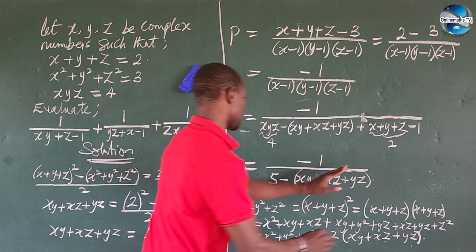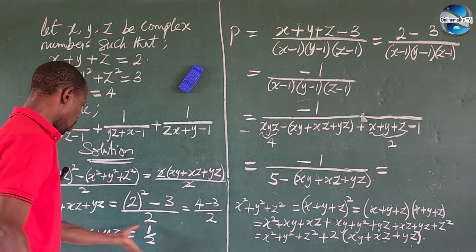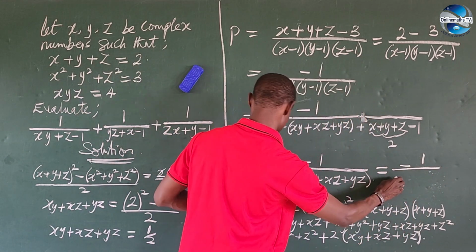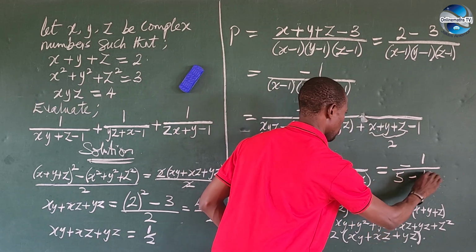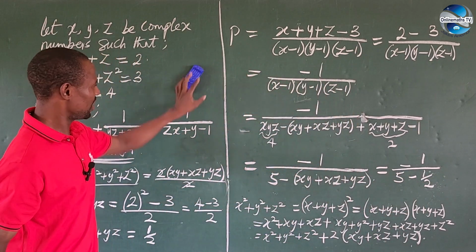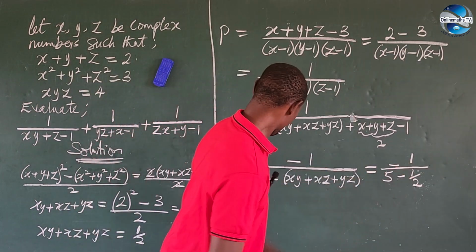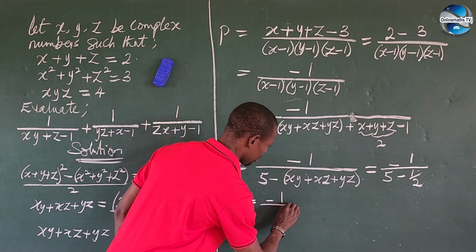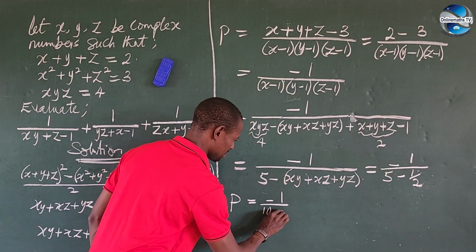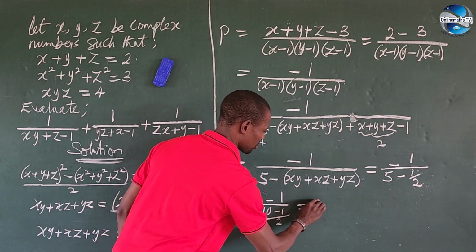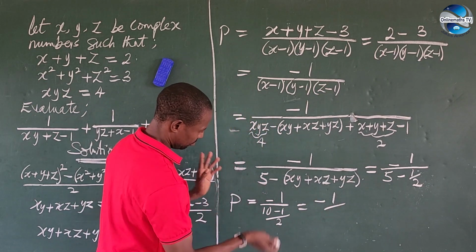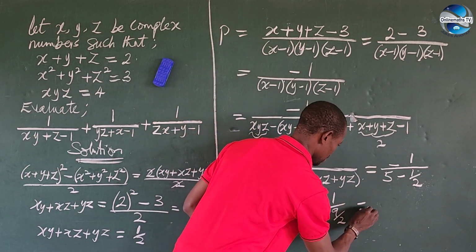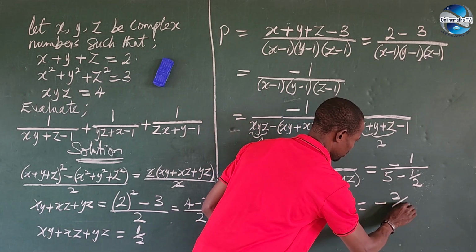Okay, so let's go ahead and put the whole of this into this. So we're going to have this to be minus 1 all over 5 minus 1 all over 2. The equation is easy now. So let's erase the bottom here. From here, we're going to have our P is equal to minus 1 all over, to simplify this, we're going to have 10 minus 1 all over 2, which is equal to minus 1 all over 9 all over 2. If we flip this over, this will give us minus 2 all over 9.